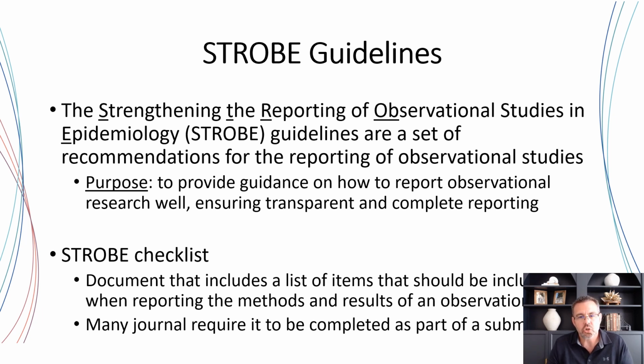Right? And so with these guidelines, which I'll provide a link to in the additional resources, they also provide a checklist. This is very pragmatic, very functional. This is just a document that includes a list of items that should be included when reporting the methods and results of an observational study, right? So you can literally just go down the checklist and make sure you're hitting all the components that the STROBE guidelines have recommended that we include.